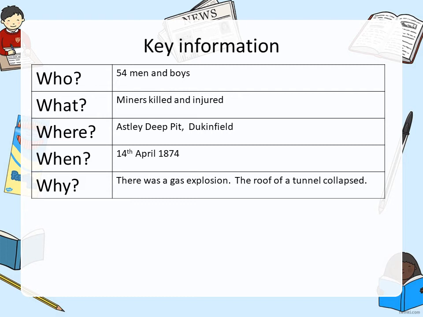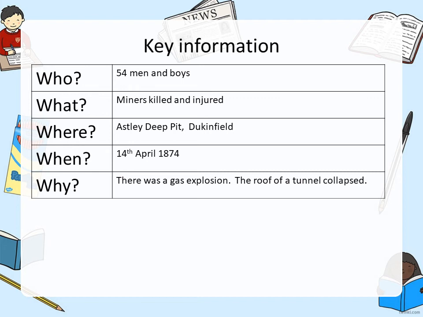I went and had a look, and I think that these are the facts that we're going to need to include. So who was it? There were 54 men and boys, and what happened to them? They were miners, they were killed or injured. Where did it happen? Astley Deep Pit in Dukinfield. When? The 14th of April, 1874. And why? There was a gas explosion when the roof of a tunnel collapsed.